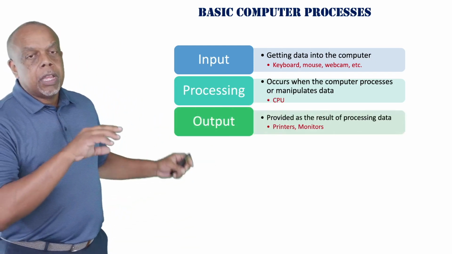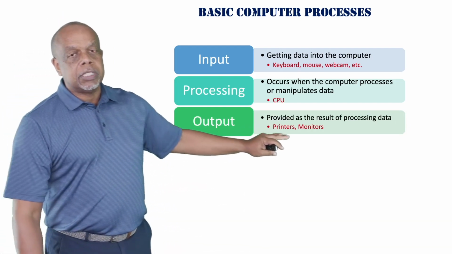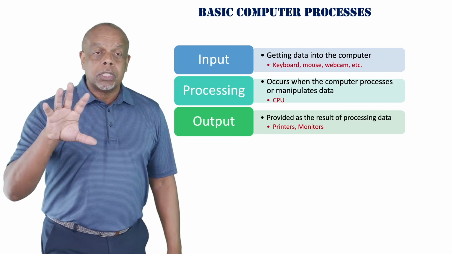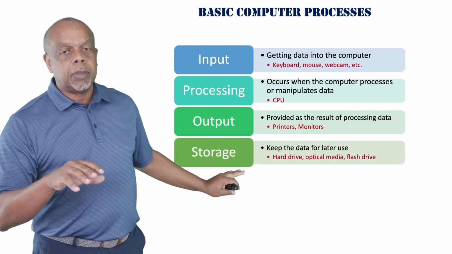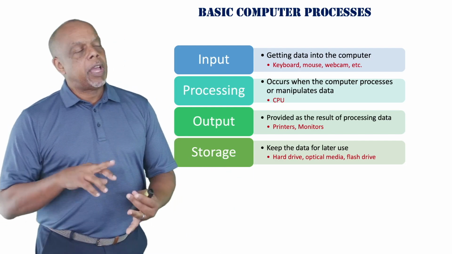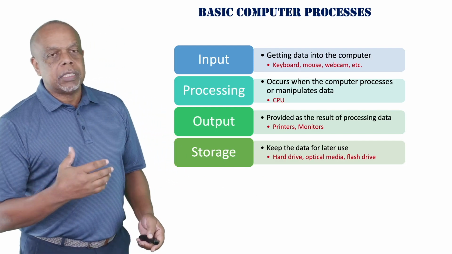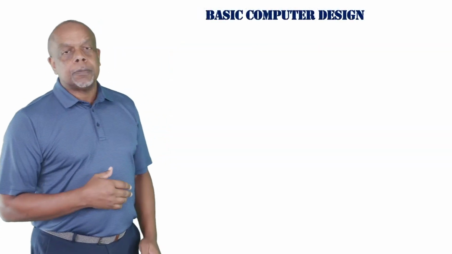Then from there, it's been processed. Now it's an output, right? That could be sent to a printer, to our monitor, or to some networking device as well. And storage, because we also need to be able to store information in a basic computer process. And that could be hard drives, optical media, flash drives, many different things to look at. But input, processing, output, and storage.